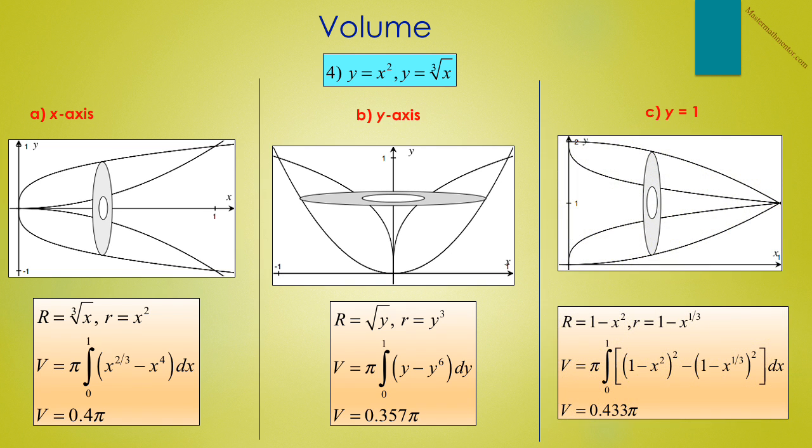We now rotate around the line y equals 1. This again is a washer situation with capital R and little r both equaling 1 minus y. So capital R is equal to 1 minus x squared, and little r is equal to 1 minus x to the 1/3 power. So therefore V equals pi integral from 0 to 1 of 1 minus x squared, quantity squared, minus quantity 1 minus x to the 1/3, quantity squared, dx, and our answer is 0.433 pi.